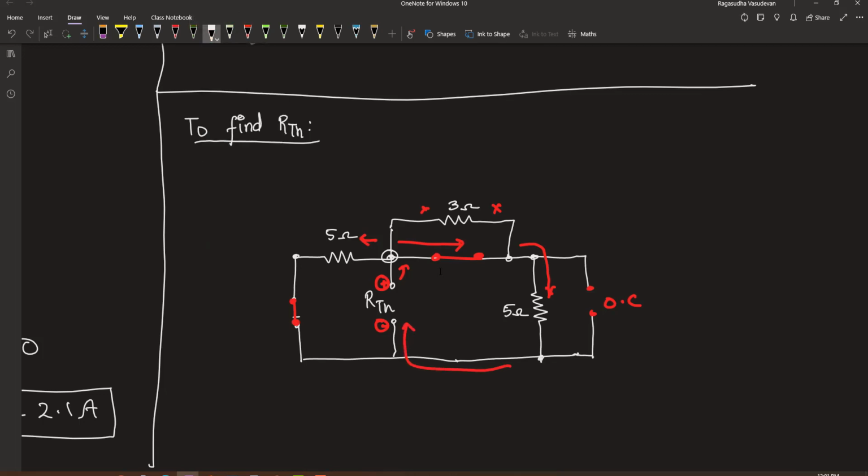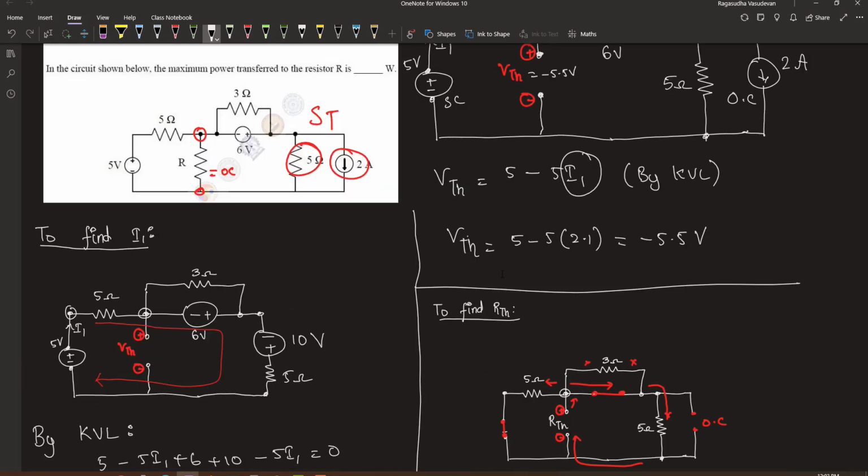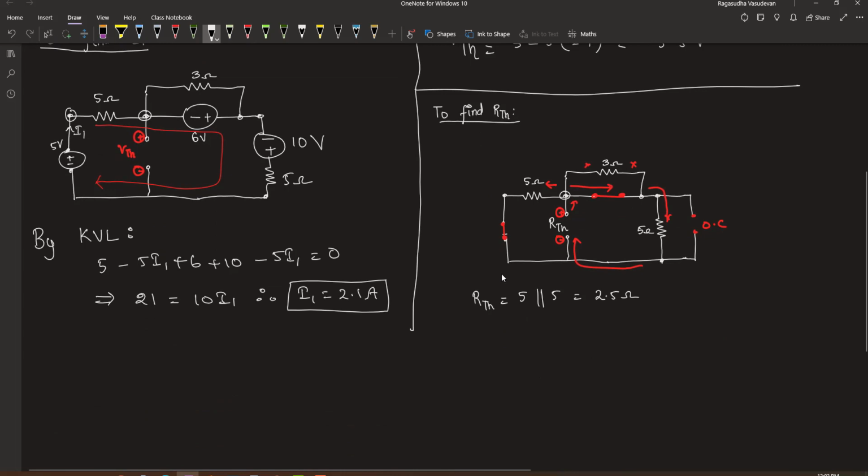We have to find the resistance of this path. This resistance is the Thevenin equivalent resistance, which is 5 ohm in parallel with 5 ohm, which is equal to 2.5 ohm. Now we have found the Thevenin equivalent voltage and also the Thevenin equivalent resistance.